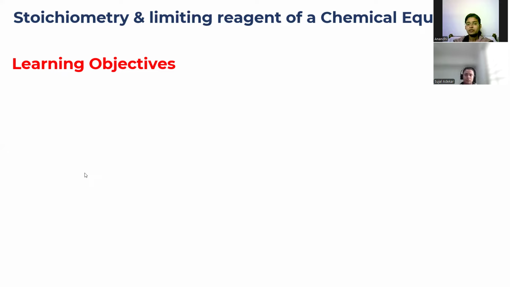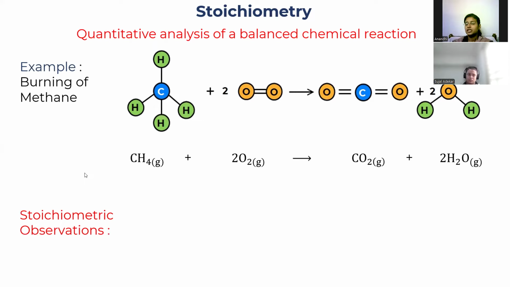So what is stoichiometry? It is the quantitative analysis of a balanced chemical reaction. We took the burning of methane as an example, and the stoichiometric observations are in terms of moles. 1 mole of methane reacts with 2 moles of oxygen to give 1 mole of carbon dioxide and 2 moles of water. In terms of molecules, again the same thing: one molecule reacts with 2 molecules to give the corresponding compounds.